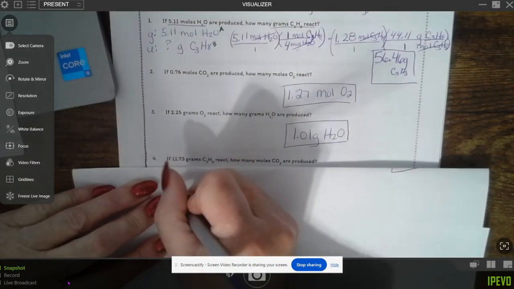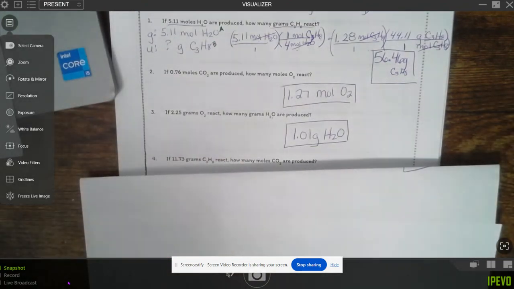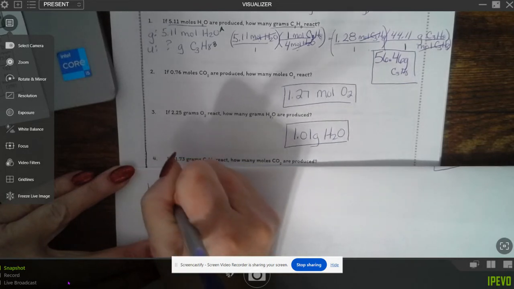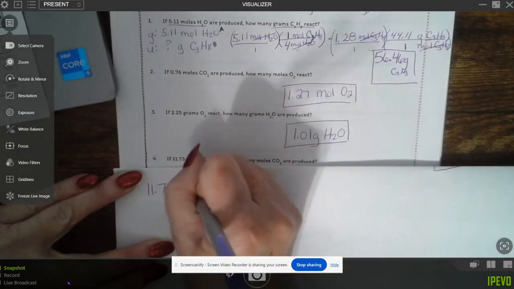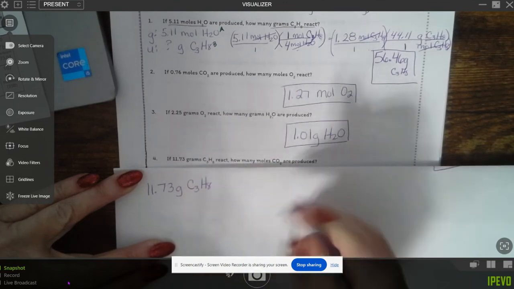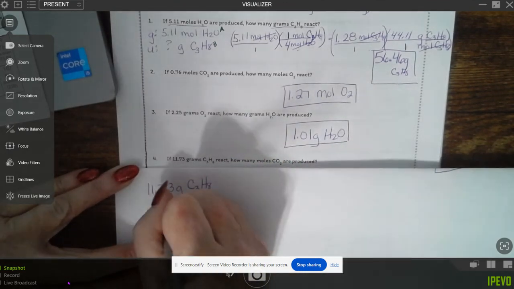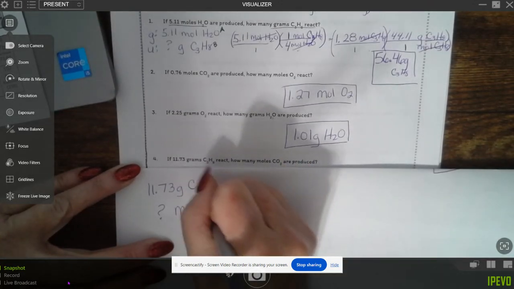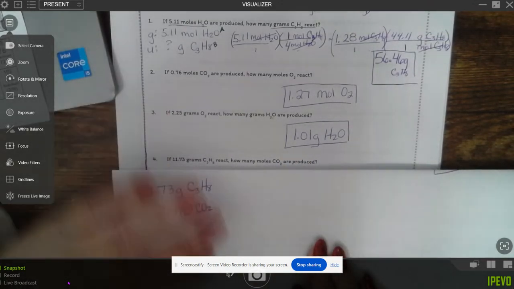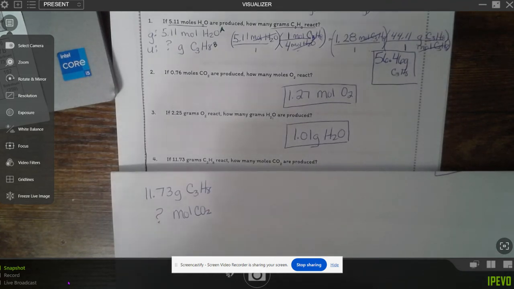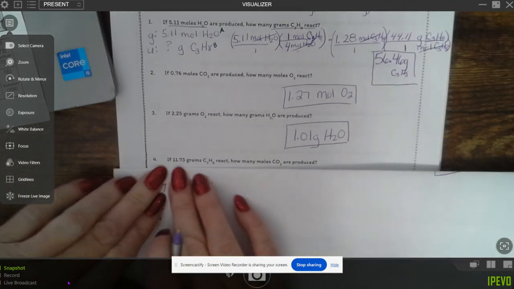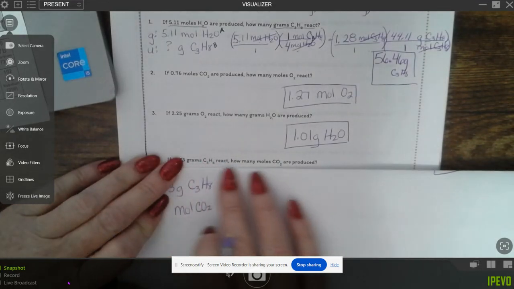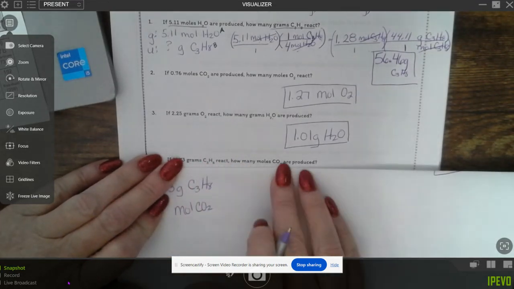If 11.73 grams, so what I'm given is 11.73 grams of C3H8, how many moles of CO2? And notice, guys, I'm not even really paying attention to the words. If you look, it gives you grams. That's the given. The number is the given. And then you just have to find how many. That's the unknown.